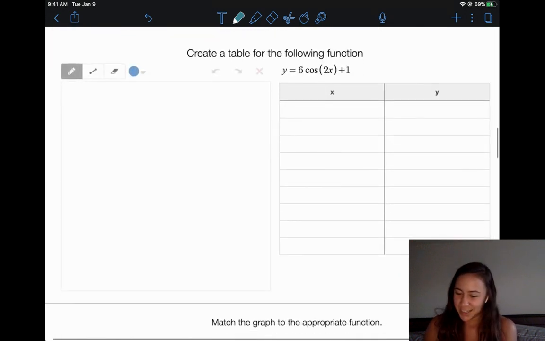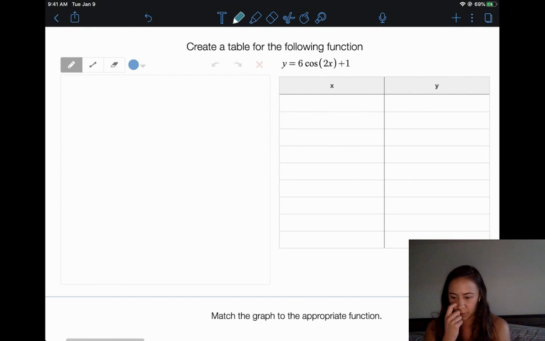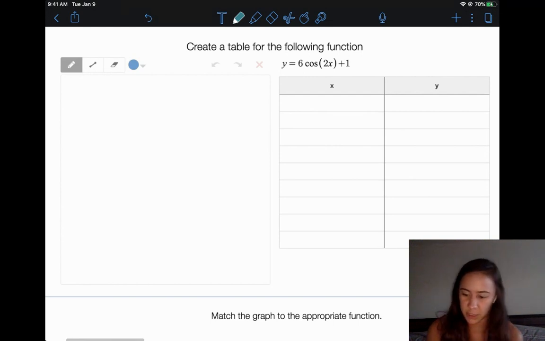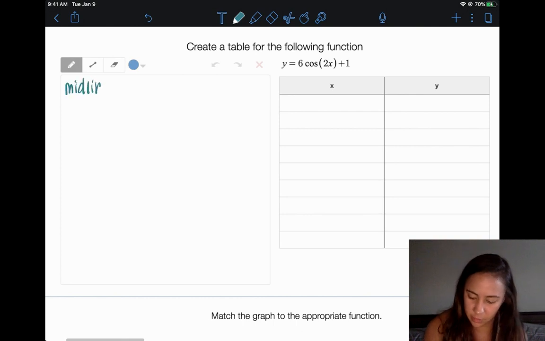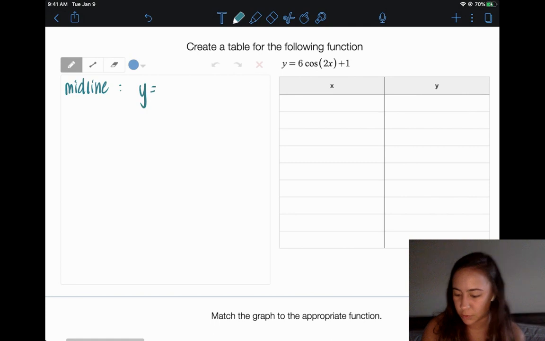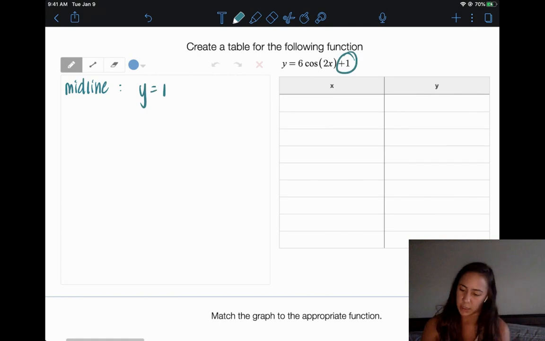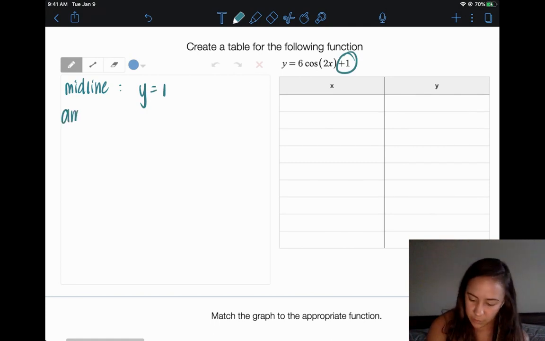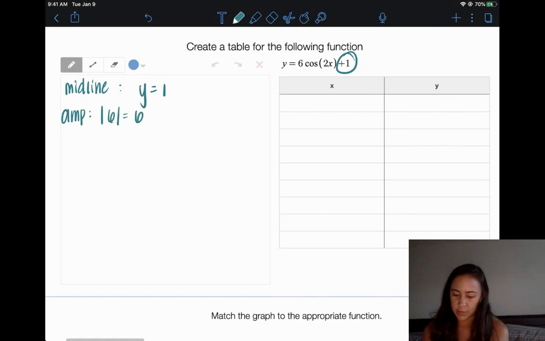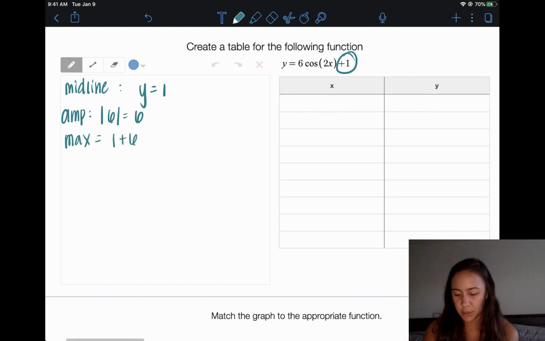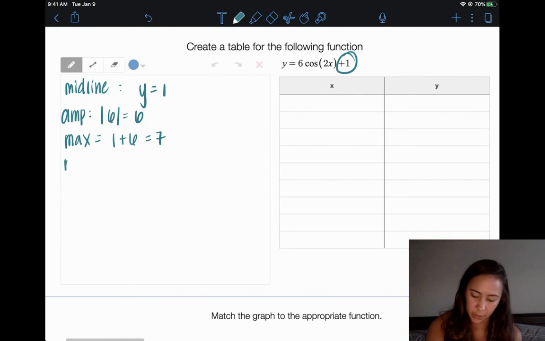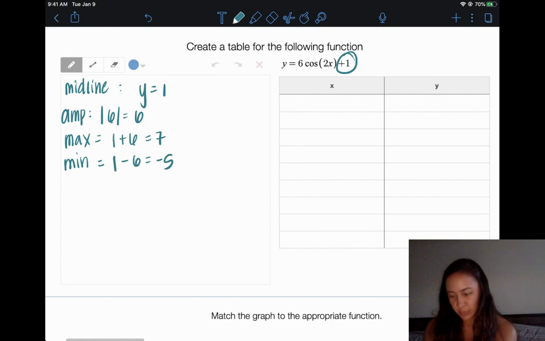All right, creating a table for the following function, 6 cosine 2x plus 1. The midline is going to be y is equal to c, so your value of c is 1. And then your amplitude is the absolute value of 6, which is just 6. Now your max will be your midline plus your amplitude, which gives you 7. And then your minimum is your midline minus your amplitude, which is -5.